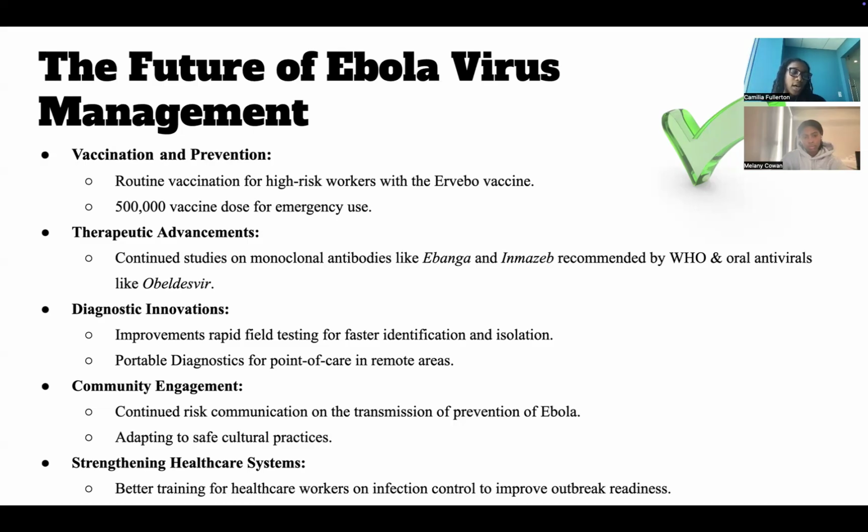Community engagement: continued risk communication on the transmission and prevention of Ebola, and adapting to safe cultural practices. So engaging the community and helping them to not mistrust the government or the people that are trying to help them, and to involve them in knowing that this outbreak doesn't have to get bad. All you have to do is do the right things, and we could actually keep this contained.